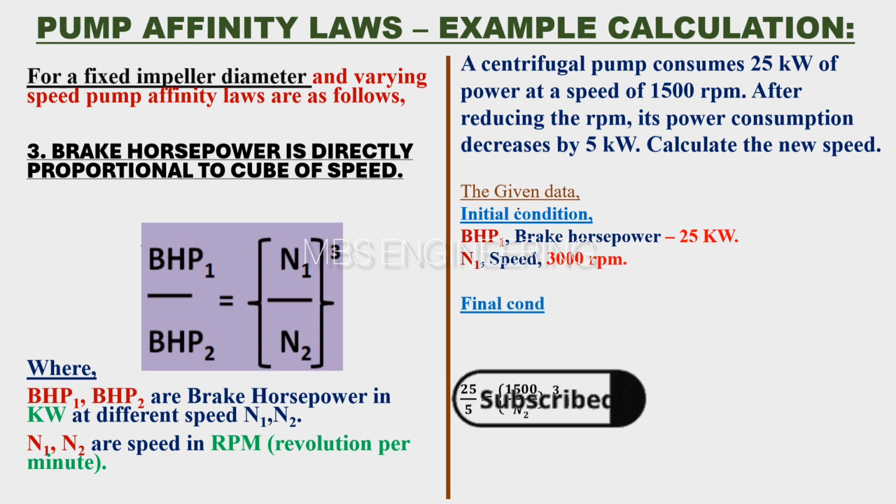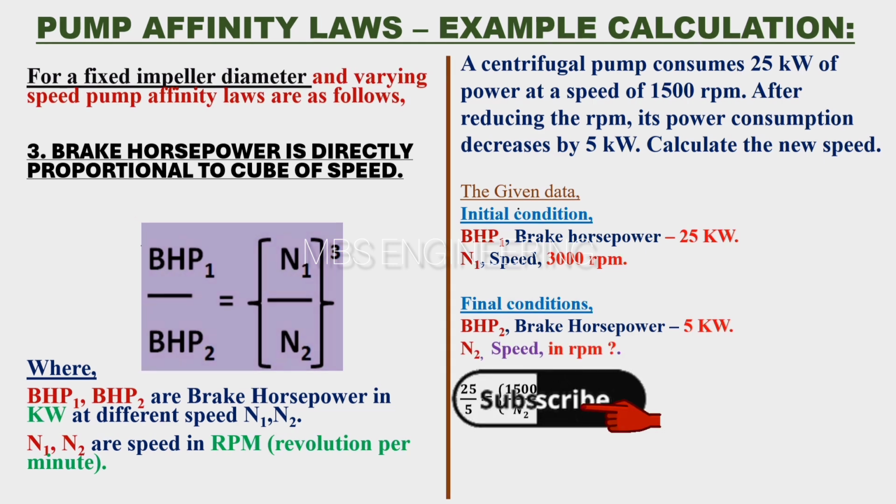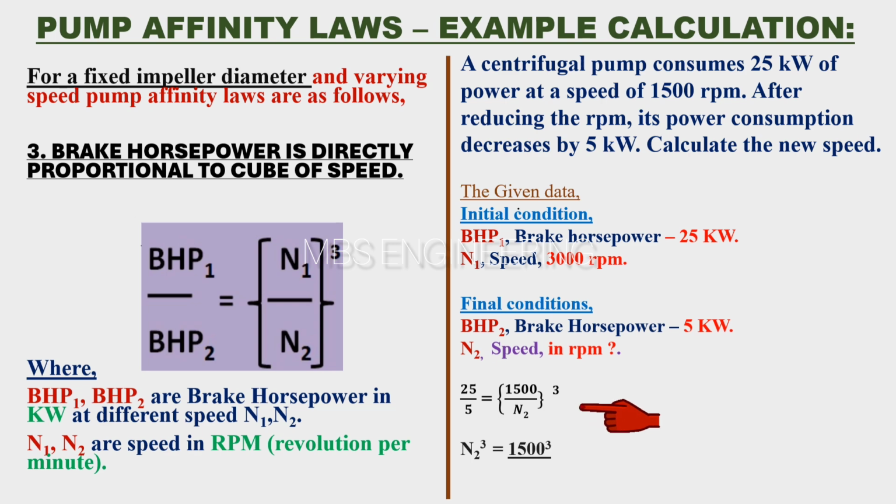The pump's final conditions are: bhp2 is the brake horsepower, 5 kilowatts, and n2 is the speed, which we need to calculate in rpm. Next, we will apply the provided data. Please refer to the step-by-step calculations. Finally, we have determined that the pump speed n2 is 877.2 revolutions per minute.